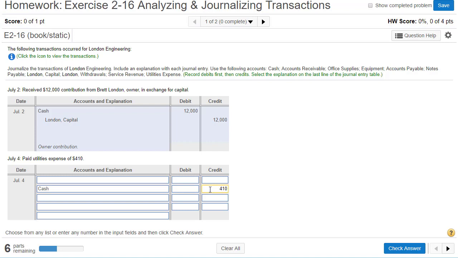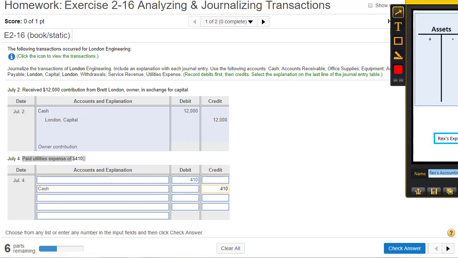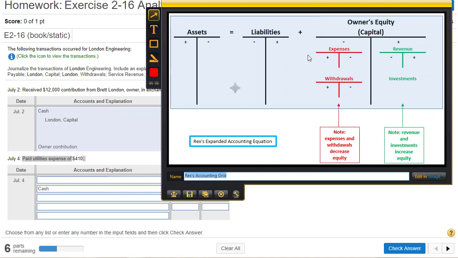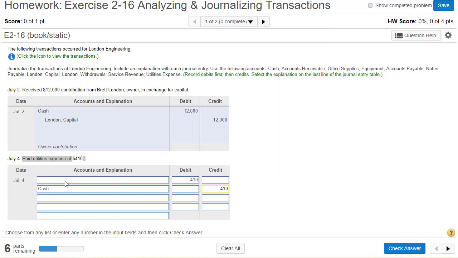All right. Since we know our debits must equal our credits, we know that the other account has to be a debit because we have a credit. So let's figure out what is being debited. Well, why did we pay $410? It's for utilities expense. And utilities expense obviously is an expense. So does the company have more expense and is a debit, or does it have less expense? Well, the company has more expense. So that's why we are debiting utilities expense, because we have more. It's increasing.